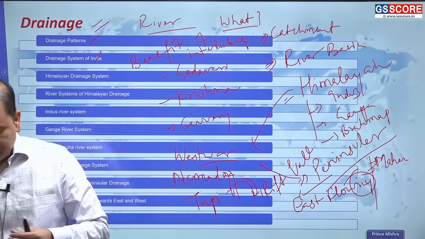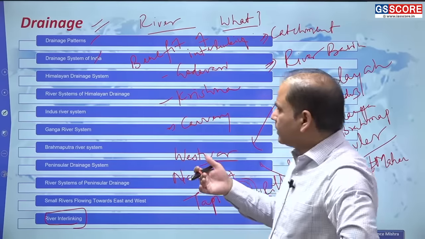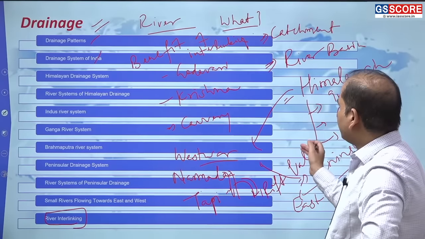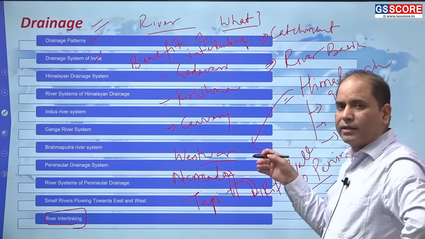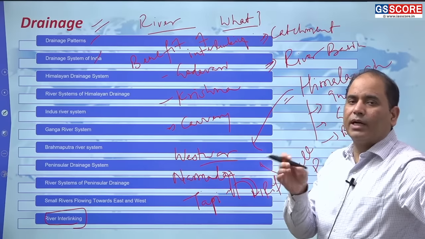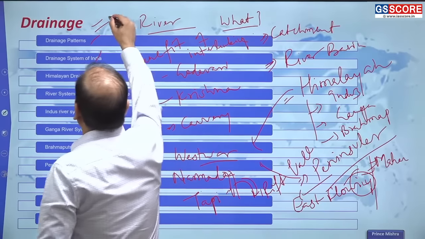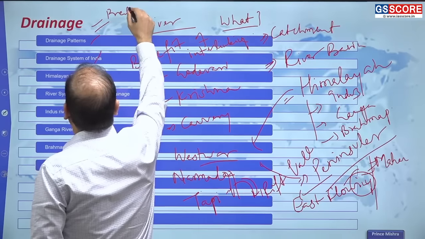So these are the main topics that you will study in case of drainage and rivers, primarily topics like differentiating between the Himalayan and peninsular river systems, or the interlinking of rivers. These are the only topics from which questions will be asked in the mains. Otherwise, this whole drainage topic is mainly important for your prelims.